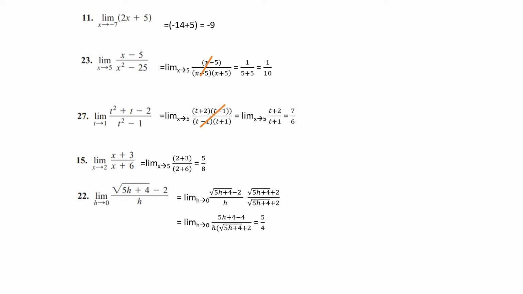Anytime you have a square root, don't even think, conjugate. So if you do the conjugate, you multiply this thing by the square root of 5h plus 4 plus 2, divided by the square root of 5h plus 4 plus 2, right? So the top is going to give me 5h plus 4 minus 2, plus 2, right? Minus 2 minus 2.